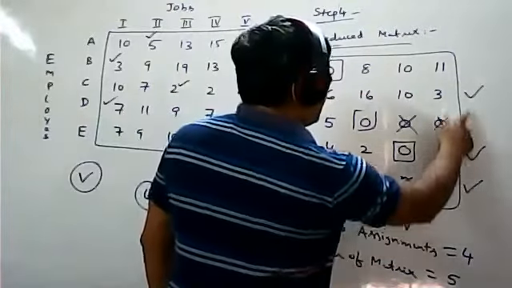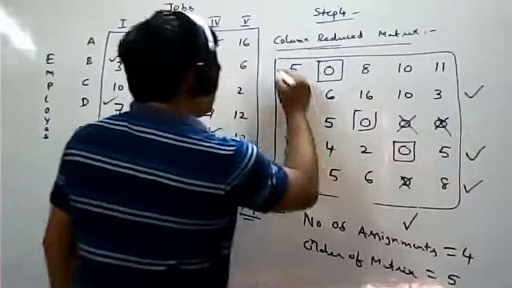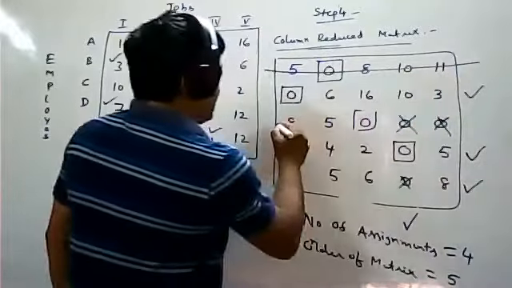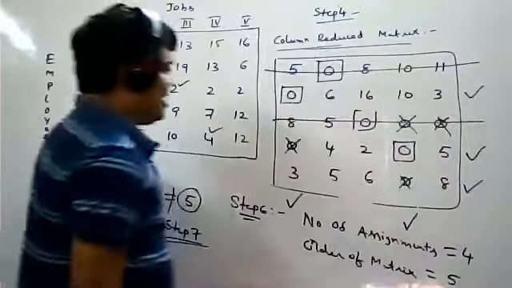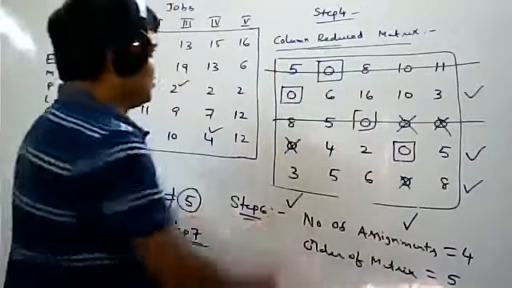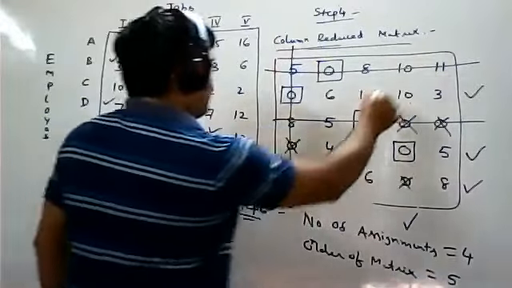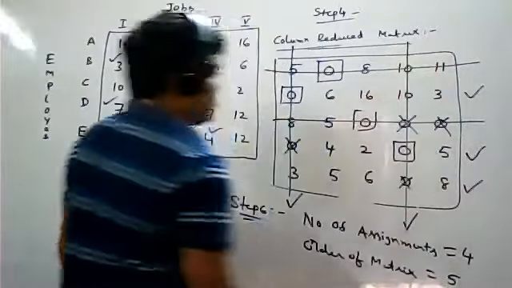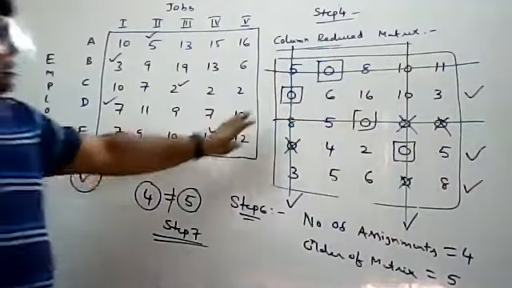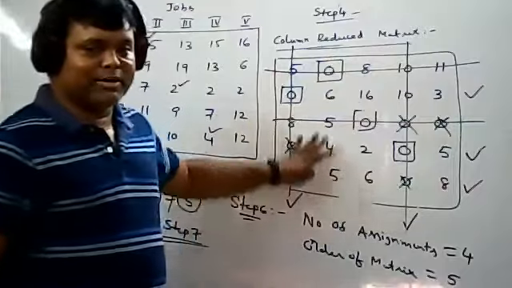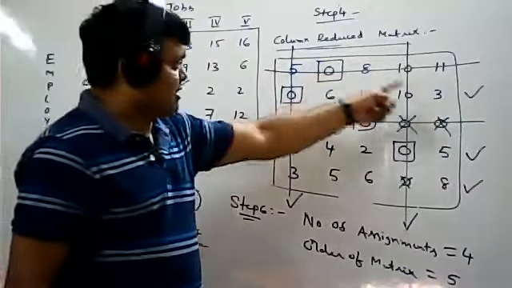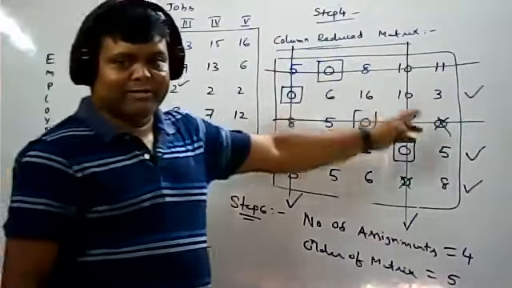This is a marked row, marked row, marked row. This is an unmarked row. So draw the lines through unmarked rows and marked columns. How many marked columns are there? 2. Draw the lines through unmarked rows and marked columns so that all the zeros will be covered with the minimum number of lines. If you observe, all the zeros are covered with the minimum number of lines.